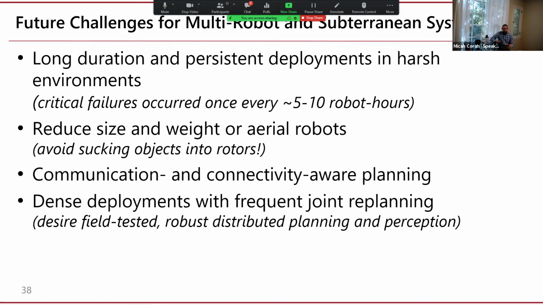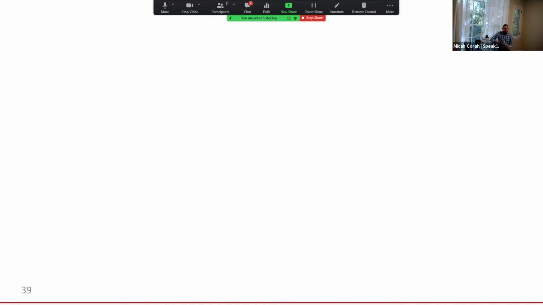Last, the confined environment of the finals led to frequent interactions and conflicts between robots. And in this regime, we could expect to benefit significantly from more inter-robot communication and coordination. As the multi-robot systems mature, I think we can expect more emphasis on field testing and hardening these subsystems involving local communication, such as sharing local maps and distributed planning. So that concludes my talk, and we can move on to the next phase.